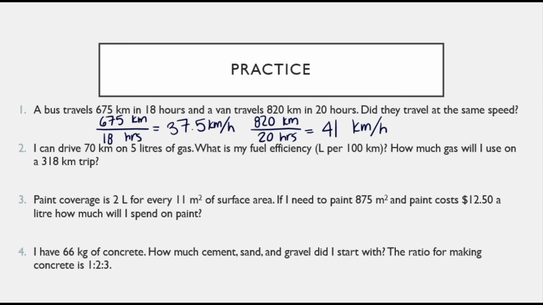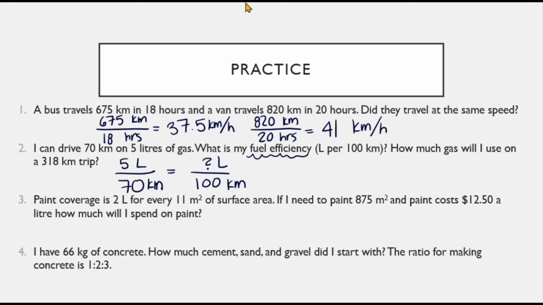This is a neat Canadian one. I can drive 70 kilometers on 5 liters of gas. What is my fuel efficiency? Here in Canada, we like to do our fuel efficiency in liters per 100 kilometers. So instead of starting with the known side of the equation, I'm going to start with my unknown side. I want to know how many liters per 100 kilometers. I just have to match up my quantities in the right place. The liters went on top, so I'm going to put 5 liters on top and 70 kilometers on the bottom.